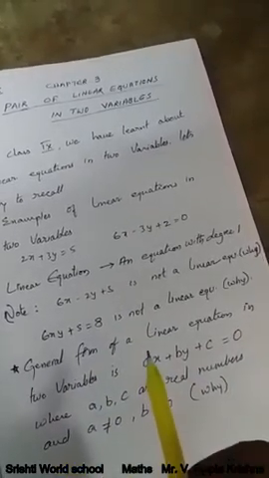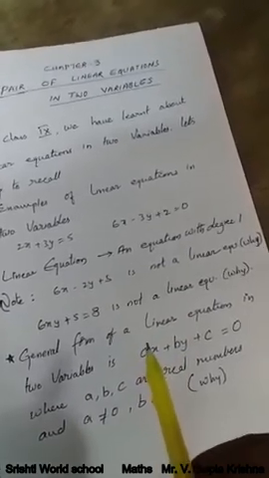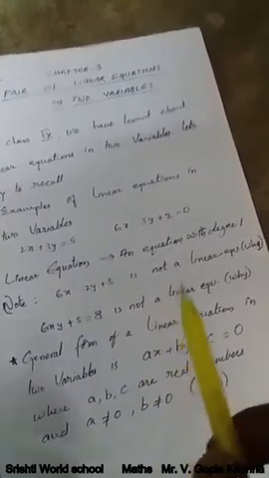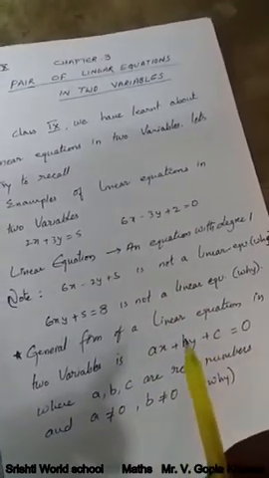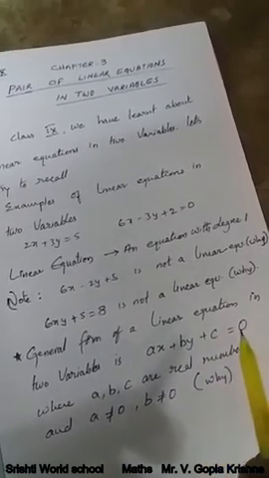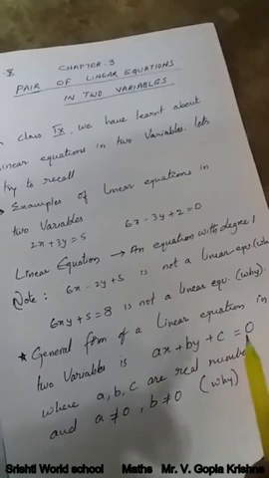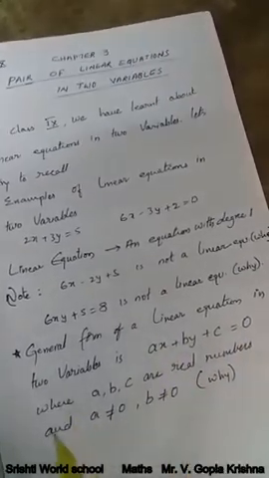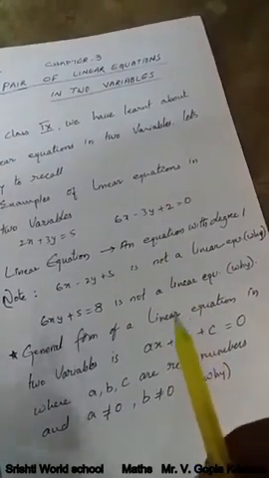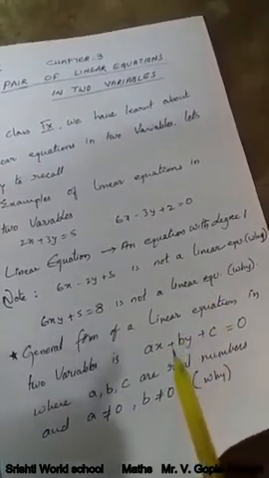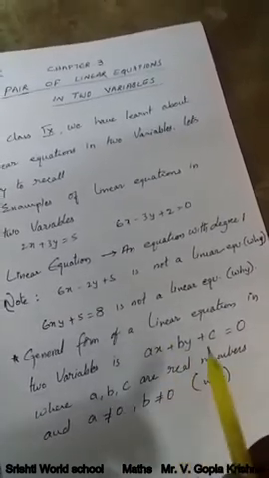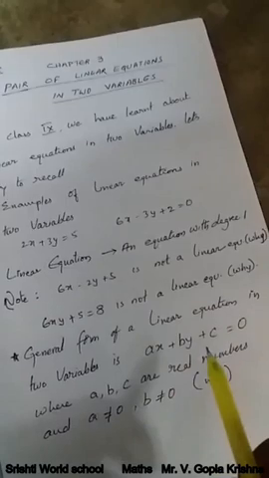So we can generalize the general form of a linear equation in two variables. How must a linear equation in two variables be? The general form is ax plus by plus c equals 0, where a, b, c are real numbers. We are not giving an example, we are generalizing the model of writing a linear equation. So a, b, c are some real numbers, and x and y are the variables in this case, right?